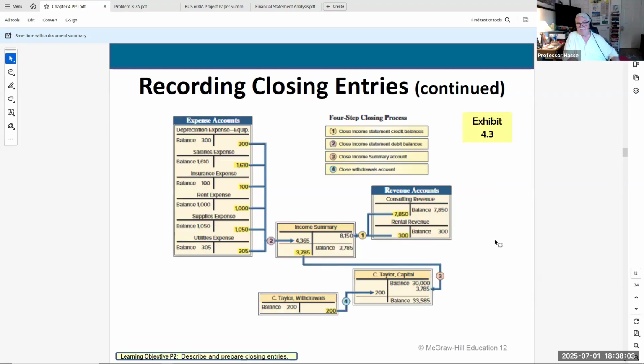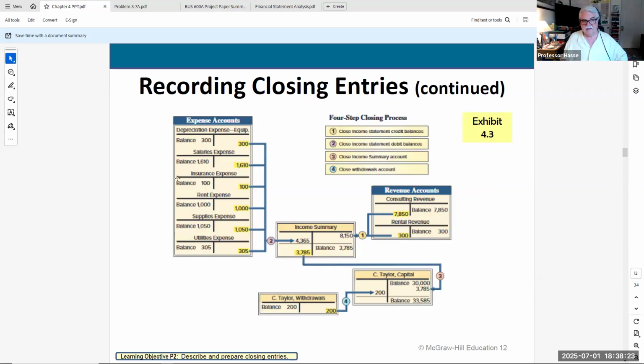And here they are right here. This is taken right out of the textbook. This is a nice little cheat sheet of the closing process. Exhibit 4.3, very nice, concise. It shows the 4 steps that we just talked about.